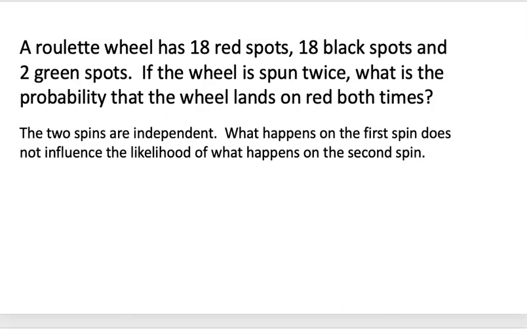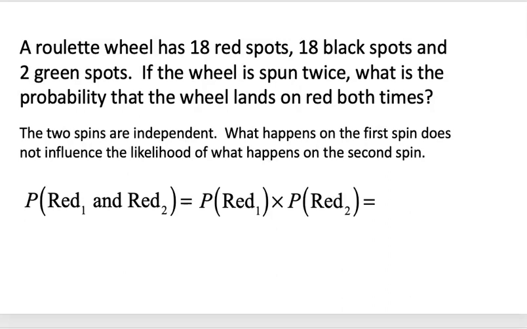And knowing that, then, we can use our rule, which is going to be probability of red on the first and red on the second will simply be probability of red on the first times probability of red on the second. What's my likelihood of red on the first? 18 out of how many? 18 plus 18 plus 2. 18 out of 38. How about probability of red on the second? 18 out of 38. So we get 18 out of 38 times 18 out of 38. So our likelihood of getting red on the first and red on the second is about 22.44%, 0.2244.